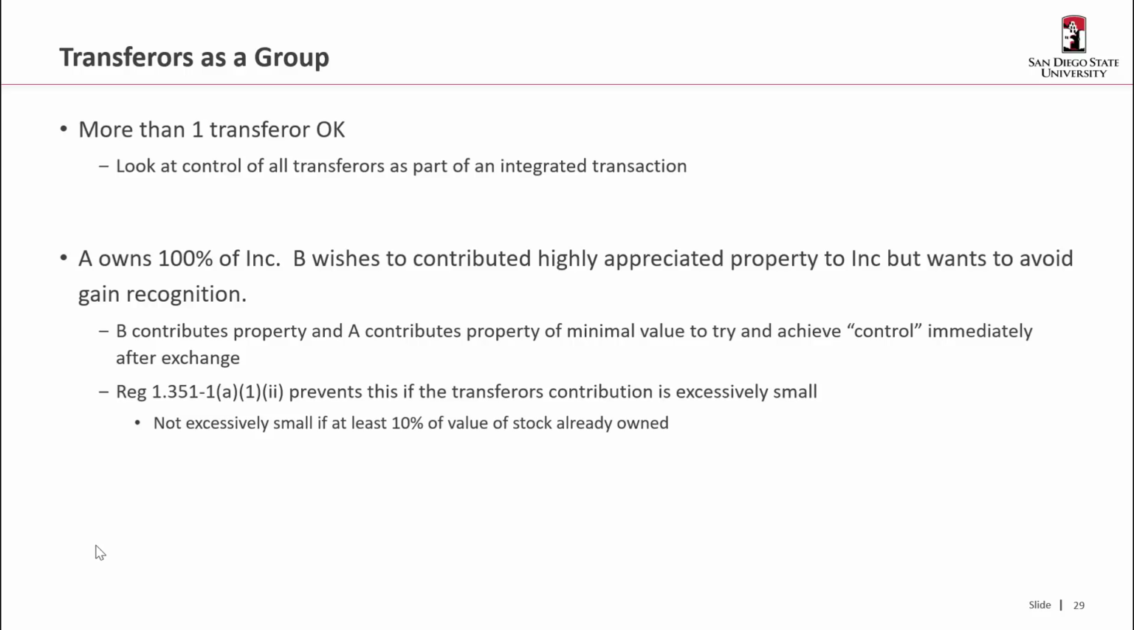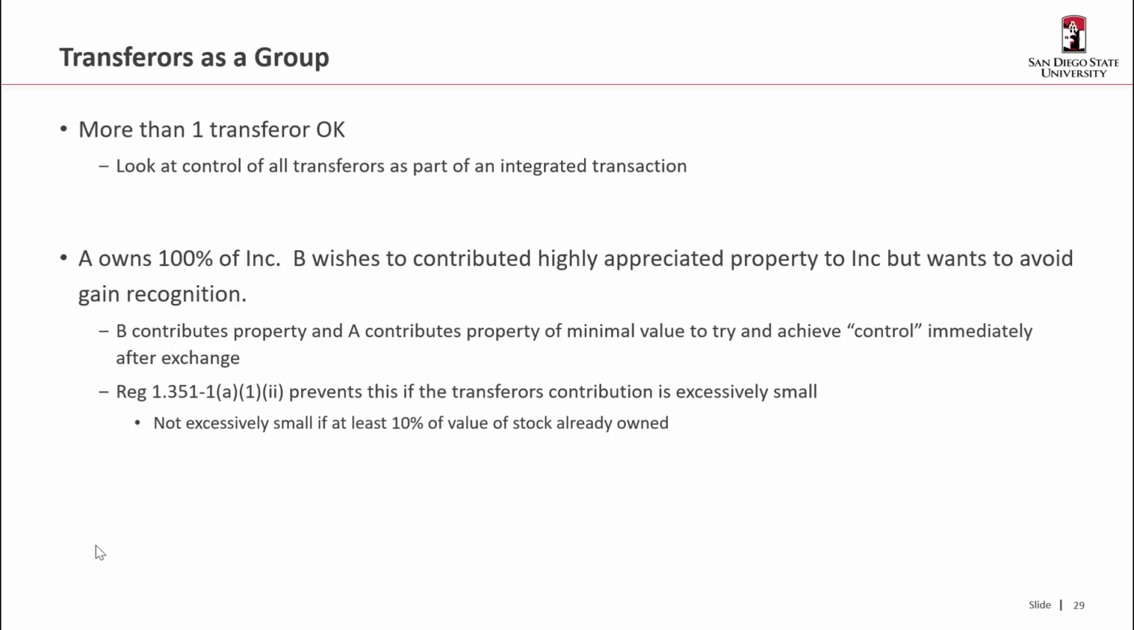So A owns 100% of Inc., and B wishes to contribute highly appreciated property to Inc. But of course they want to avoid gain recognition, right? So if this was a sale, if they were just going to sell it to Inc., of course they'd recognize gain. That would be a problem. But in this case, they want to try to avoid that. So what do you do? You say, well, let's see if we can make it a 351, right?